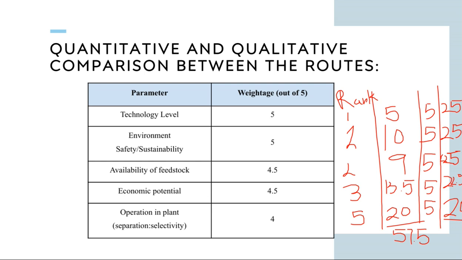22.5 plus 22.5 will be 45. 45 plus 50 is 95, plus 20 will be 115. So the maximum score by any process is 115 for my weighted method, and the method I have selected. So this is my weightage marking scheme.